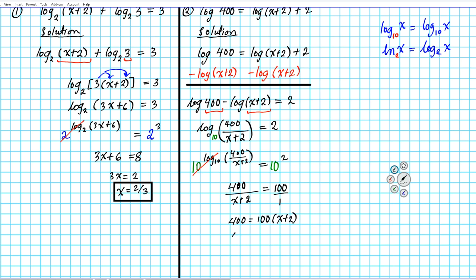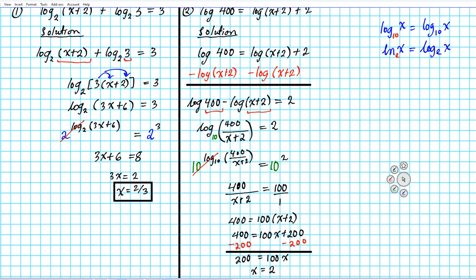And then the right side will distribute, so that's going to be 100x plus 200. Now we're going to subtract 200 from both sides of the equation. We want to get x isolated. So 200 equals 100x. Divide both sides by 100 and you get your final answer, x equals 2. And that's your final answer.